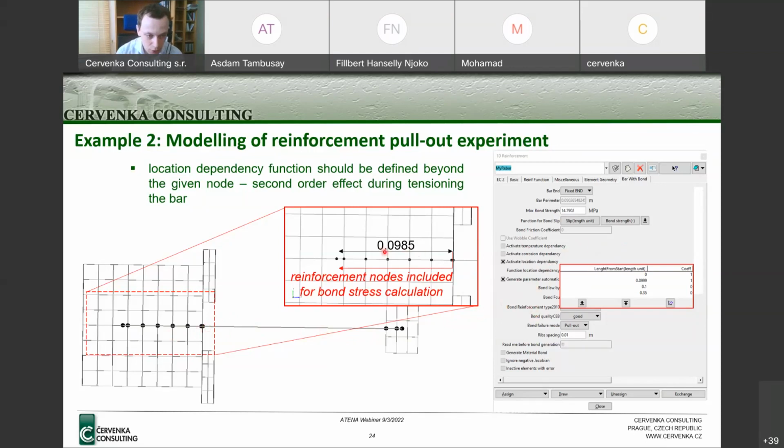Also, although the length of the bar is this size, I specify the location dependency function a little bit longer, because due to the pulling of the reinforcement, there will be some second order effects. This node will slightly move, and if I just input this value here, this node will be a little bit beyond this limit, and it will not be included. So even second order effects are implemented in this kind of function.